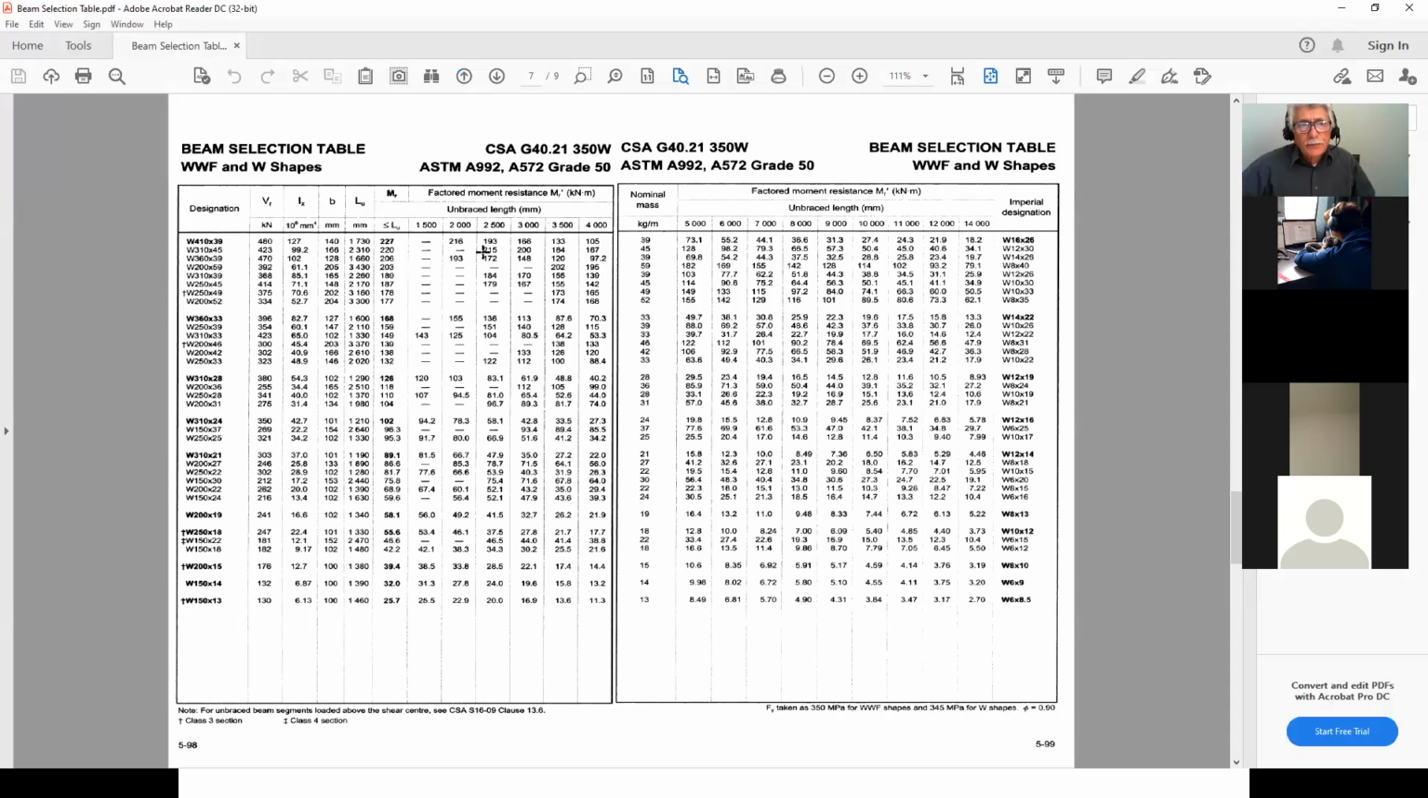Okay, so here, guys, basically you're looking at least 1500. So when I come to the table, the LU, the unbraced length, is what I look under to determine which beam I'm going to choose. And as you can see here, that means that any one of these beams would be okay because the LU is greater than 1500. So therefore, then I look for my MR value.